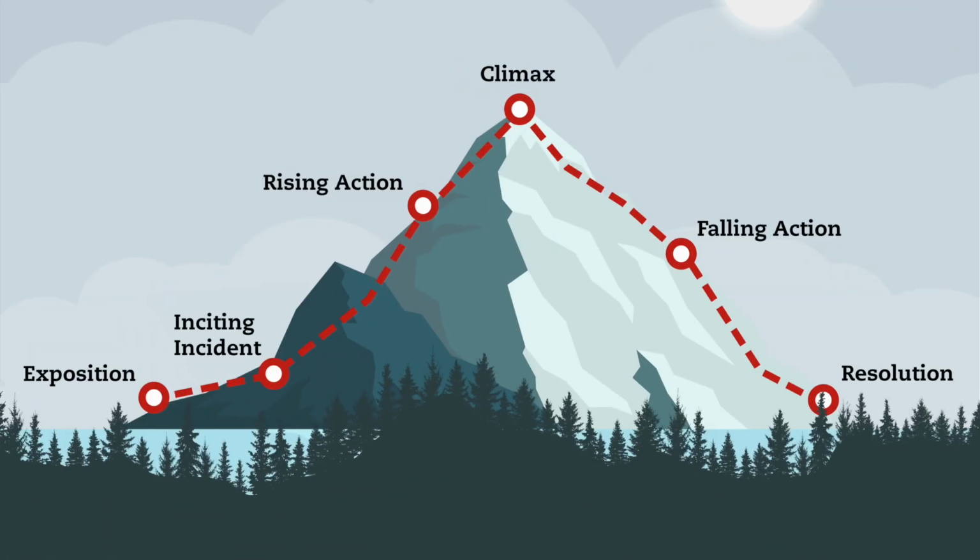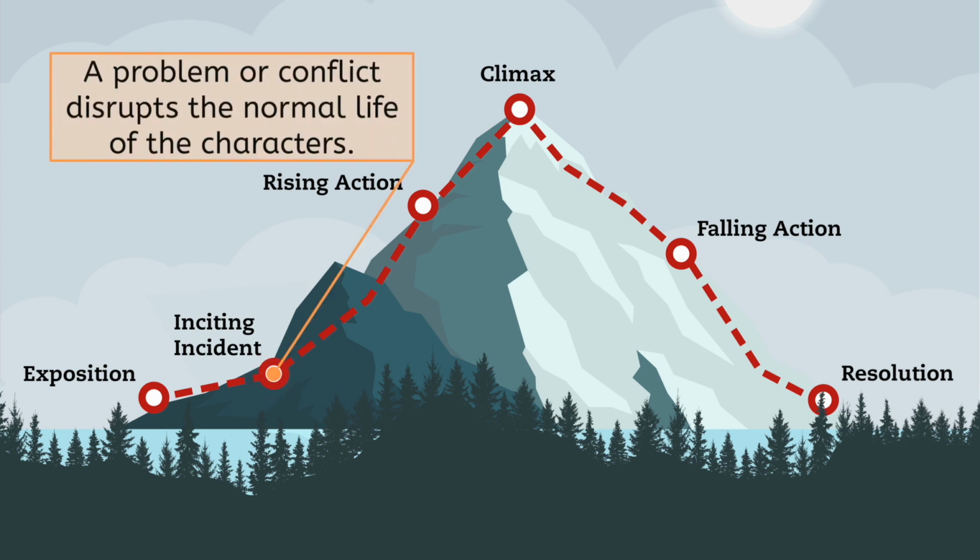Next, we move to the inciting incident. Something changes in the character's world. A problem or conflict disrupts the normal life of the characters. This gets the story rolling, and the characters can't keep living their regular lives. They have to respond to the new situation, leading them to all sorts of fun, danger, and discoveries.